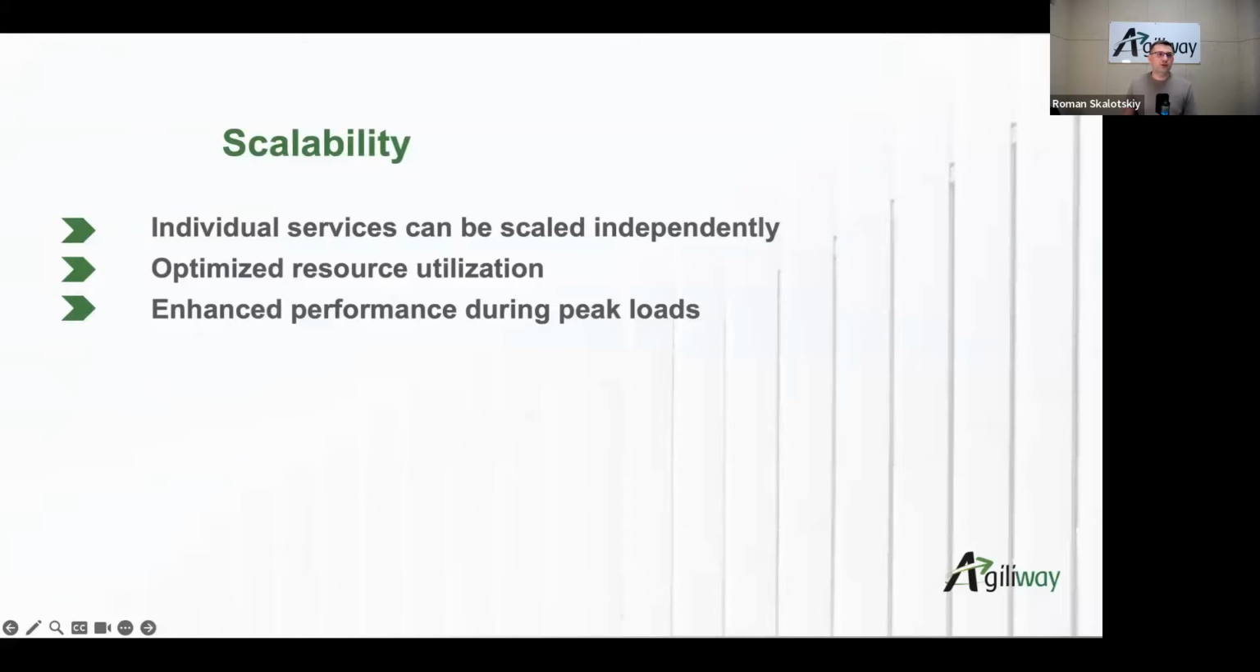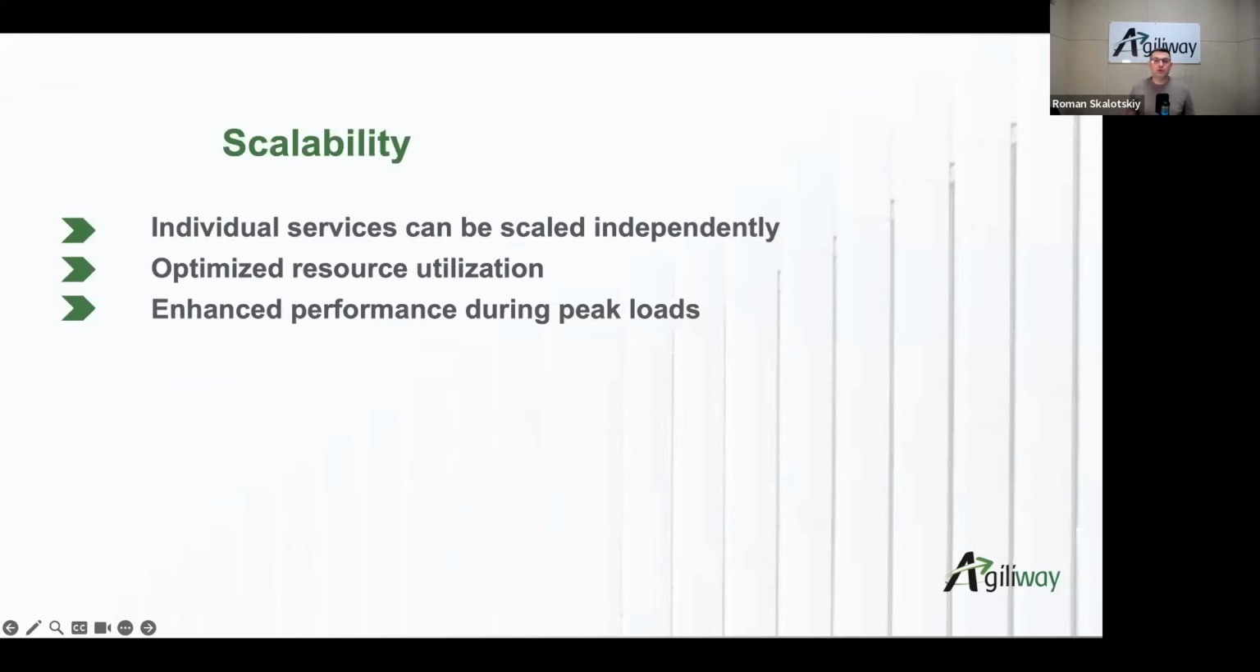So first of them is scalability. As we talked before, each microservice handles a specific business function and communicates with the others through APIs. This separation allows for targeted scaling of the individual components based on their load and resource requirements, rather than scaling the entire application.